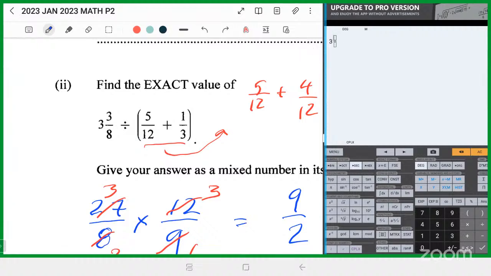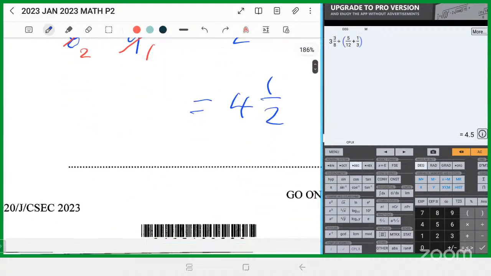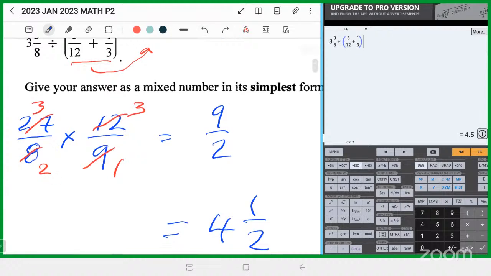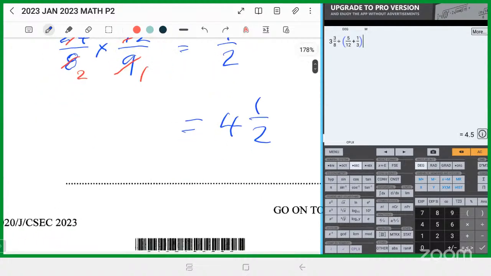By the way, did you guys get the same answer that I have? Yeah? All right, so we can move on. So I got the same answer. But they tell us to write it as a mixed number, guys. Follow instructions. If we leave 9 over 2, we might lose a mark for not following the instruction. That's the answer for that one.